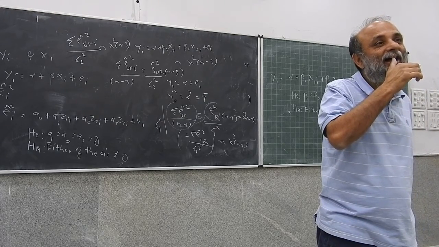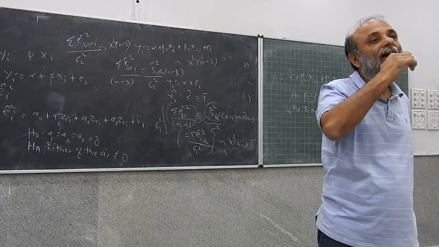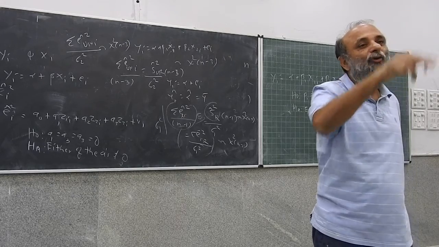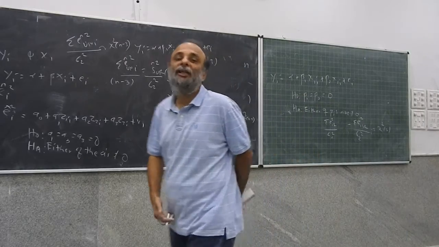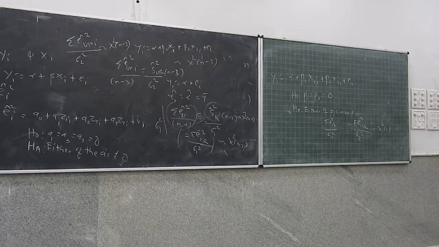Any idea? Any idea why the variance of the error term must be the same if the null hypothesis is true? No? Okay, can somebody help them? Why am I saying that the variance of the error term must be the same for both the restricted and unrestricted regression, if the null hypothesis is true? Can somebody tell them? Any guesses?